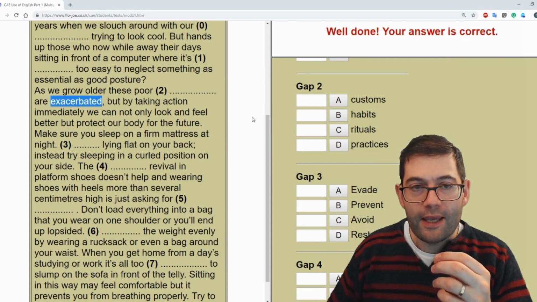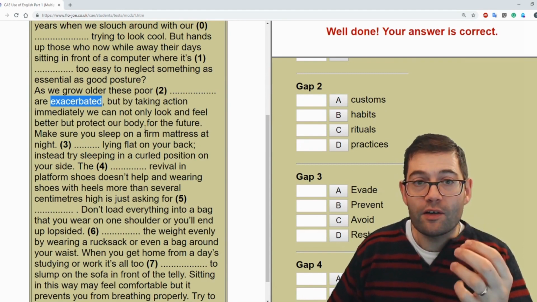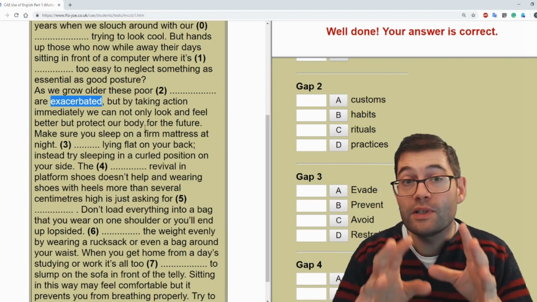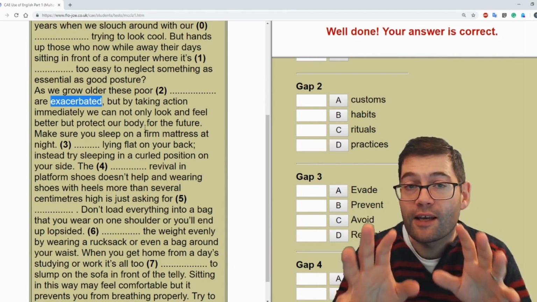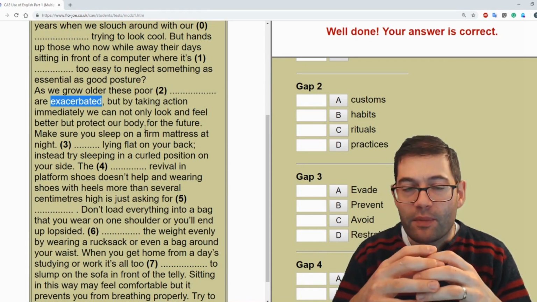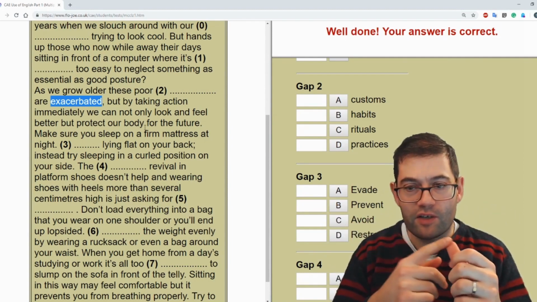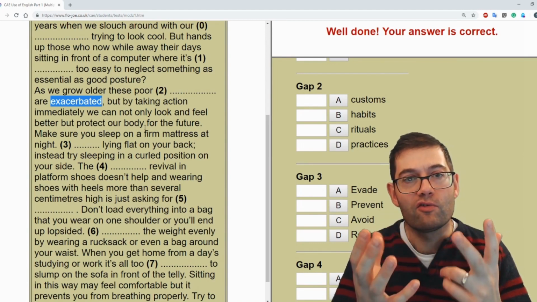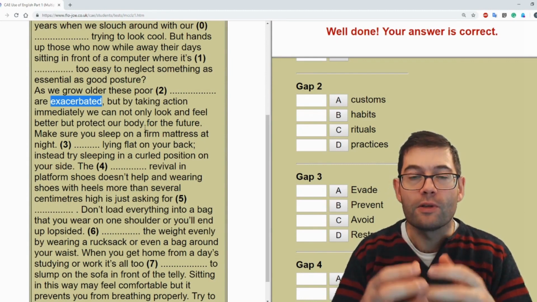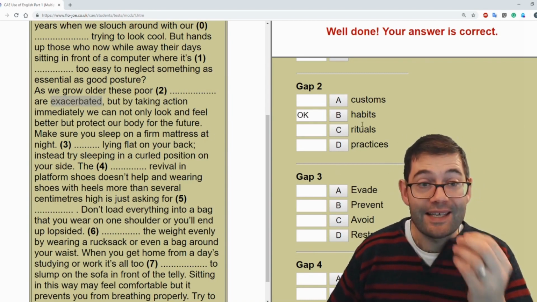Now, what is our answer? Is it going to be customs, habits, rituals, or practices? Given the context, we are talking about individuals. We're not talking about groups. Sure, we're talking about behaviours. No discussion there. There's definitely talk about behaviours, but it's important to know from the context how many people we're talking about. Because if we're talking about groups, lots and lots of people, then we could think about customs, rituals, or practices because these affect groups of people. Whereas habits is a lot more personal, a lot more individual. And this article is rather talking to you. So that's why the answer in this case is habit.